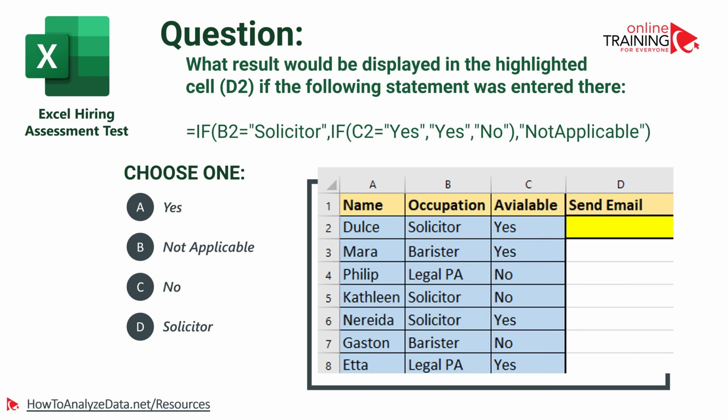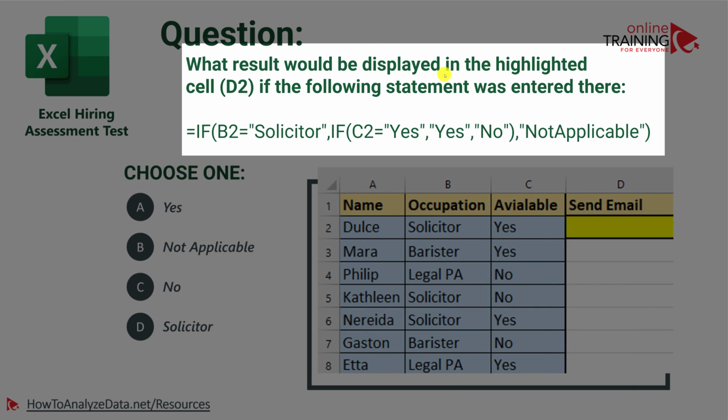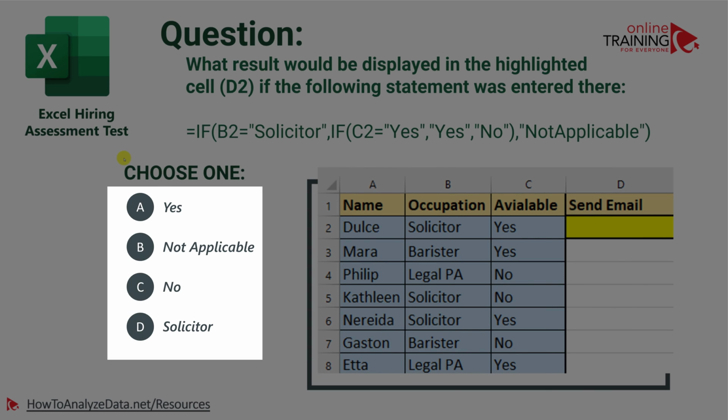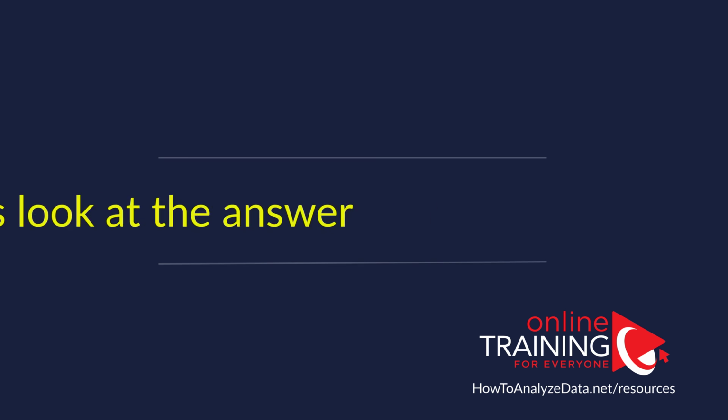Sometimes your knowledge of Excel formulas and functions is tested by presenting you with the specific syntax and asking you what would be the end result of this. What you see on the screen is an example of this type of question. What result would be displayed in the highlighted cell, which is D2, if the following statement was entered there? You are presented with the nested if statement, and you are also presented with 4 different choices: yes, not applicable, no, and solicitor. Do you think you know the answer?